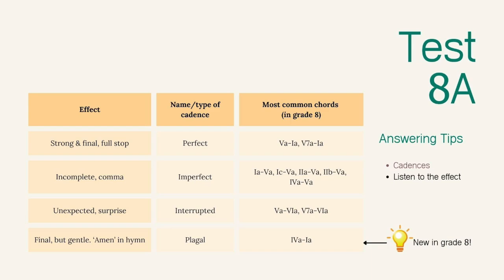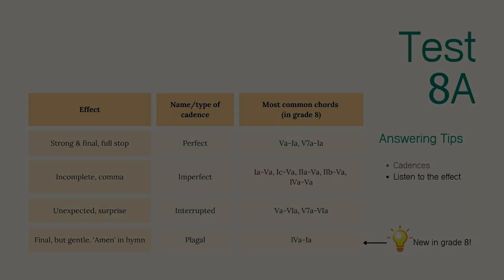An interrupted cadence sounds unexpected, like a surprise. The most common chord combination will be 5-6 or 5-7-6. And lastly, the plagal cadence, which sounds final but gentle, like Amen in a hymn. The most common chords will be 4-1. This cadence is new in grade 8.